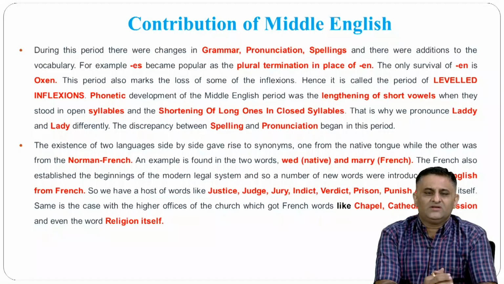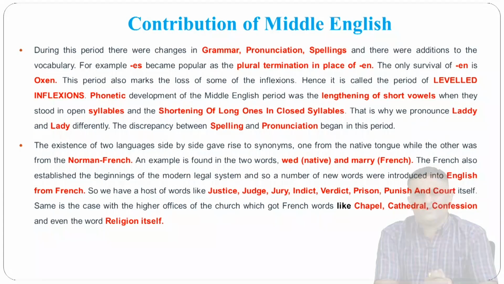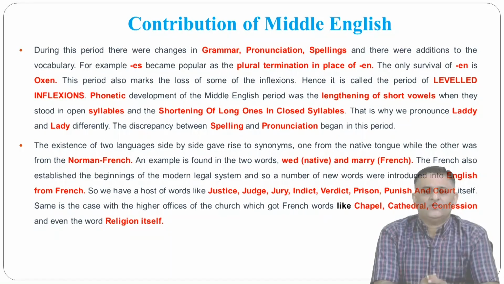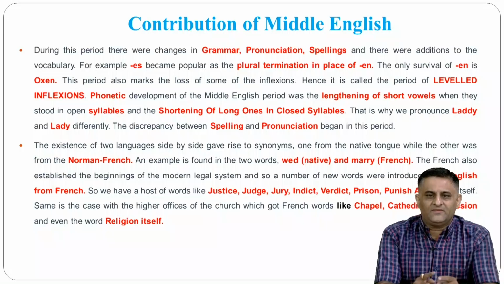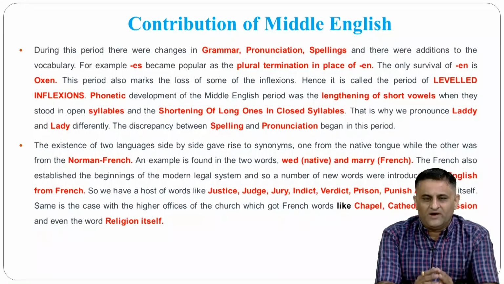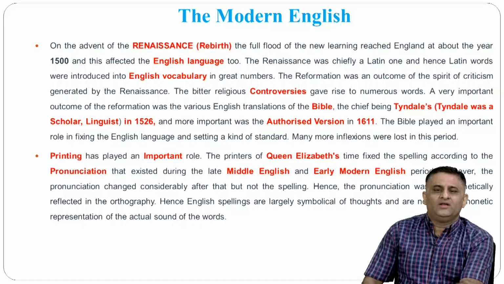The French also established the beginnings of the modern legal system, and so a number of new words were introduced in English from the French. So we have a host of words like justice, judge, jury, indict, verdict, prison, punish and court itself. It is the same in the case of the higher officers of the church, which got French words like chapel, cathedral, confession and even the word religion itself. So dear students, all the words which I have identified in red color were taken from the French. Next one is called Modern English.